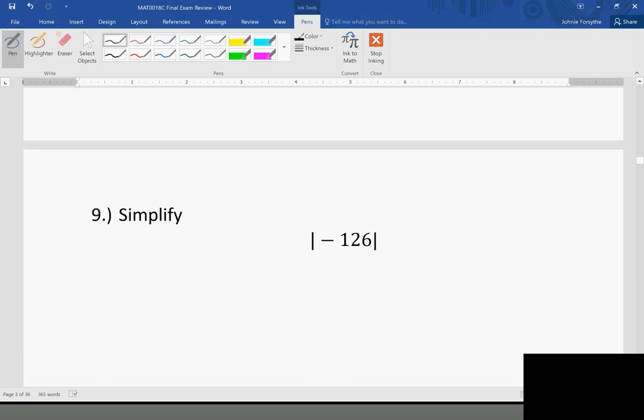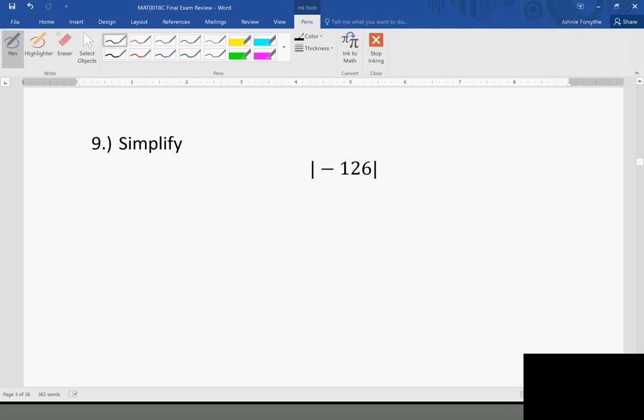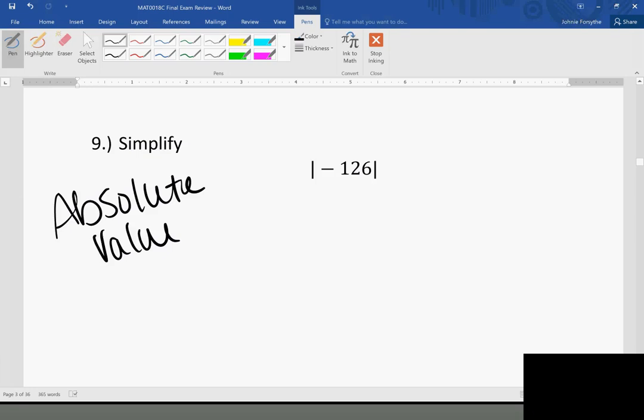Number 9. Simplify the absolute value of negative 126. This is an absolute value problem. So remember that the absolute value of a number is basically the distance that number is from 0. And remember that distance can never be a negative number. So the absolute value of negative 126 is positive 126.